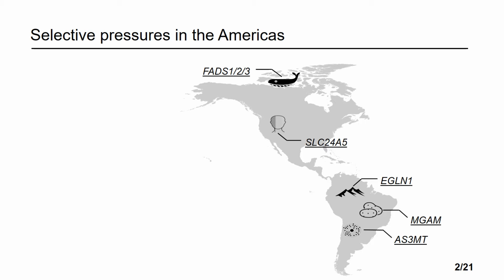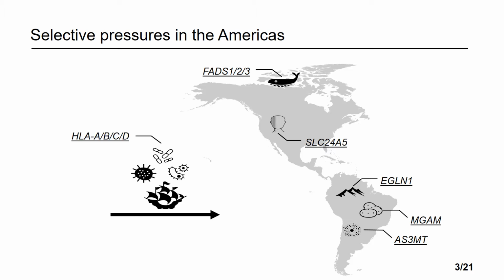So I want to start by highlighting some of the different selective pressures that the first Native Americans encountered as they entered the continent, which included different dietary pressures, as well as new climatic conditions and novel environments. For example, the high altitude environments of the Andes that force many of these populations to adapt. And here I'm just showing some of the different genes that previous studies have found to be under selection in different Native American populations, affecting different phenotypes.